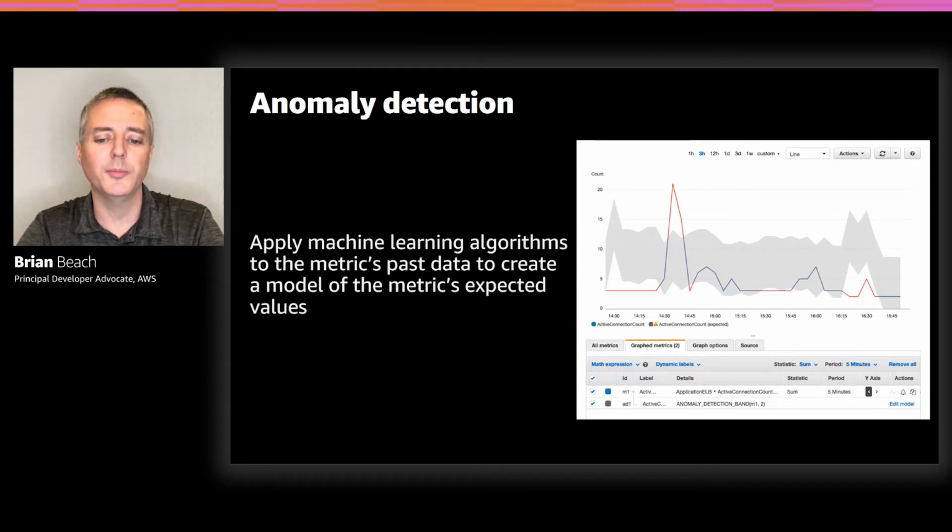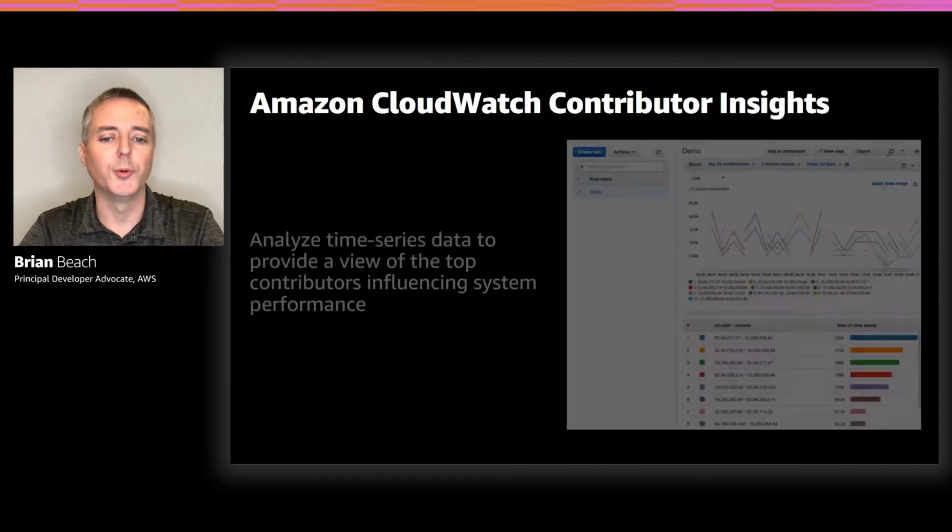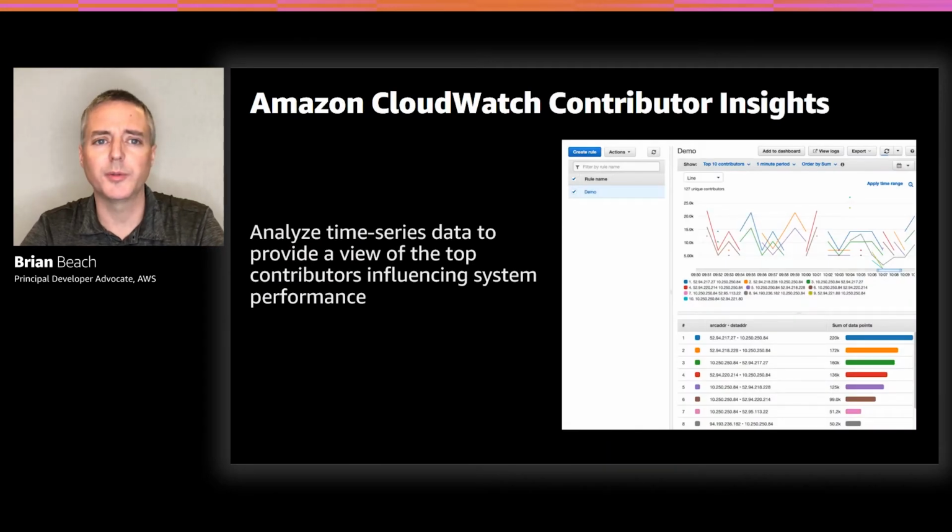And so what anomaly detection does is it uses machine learning to understand trends and understand what's normal, and then can automatically set up the alarm so that anytime you breach above or below normal behavior, you can get a notification of that. So it's just there to make life much easier to be able to set those thresholds for you. The second one is contributor insights.